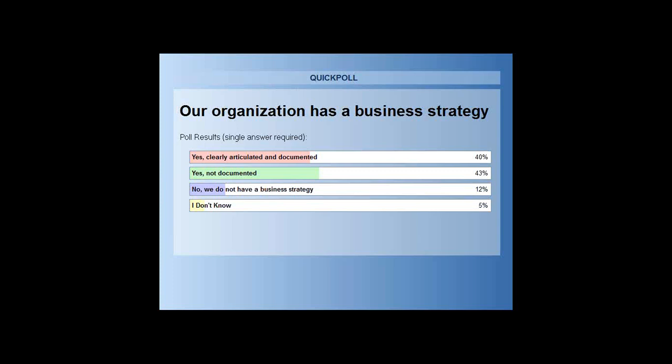So the good news here is that I'm kind of surprised with 40% articulated, which is a very, very good number. So you're all very fortunate that you can now devise IT strategies that align with that business strategy.